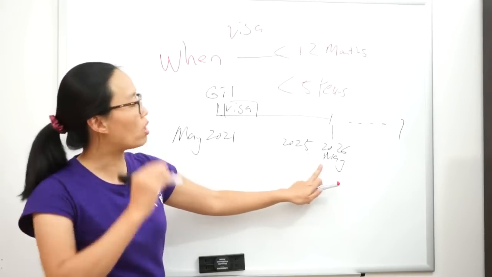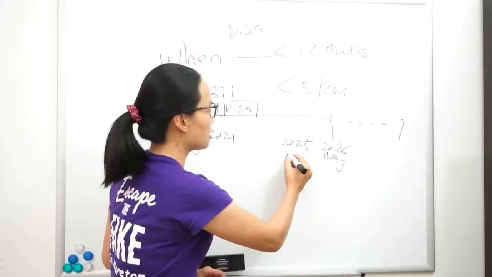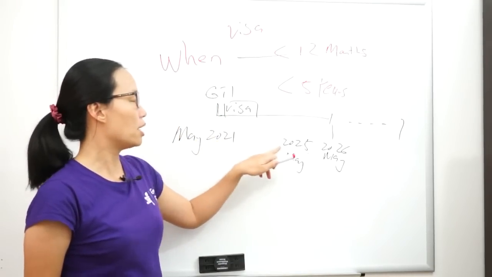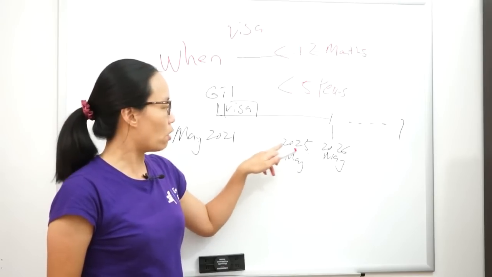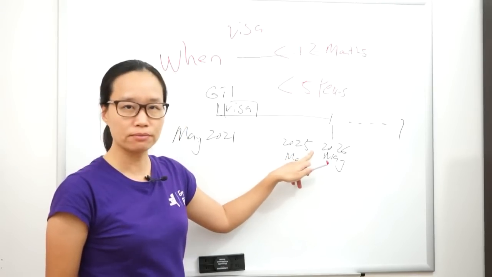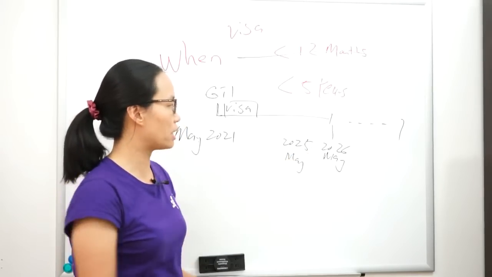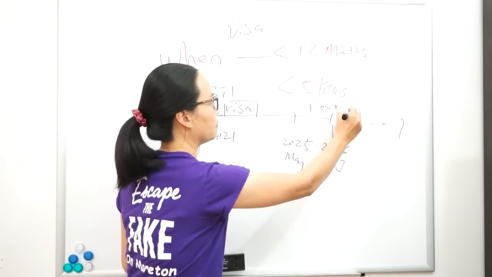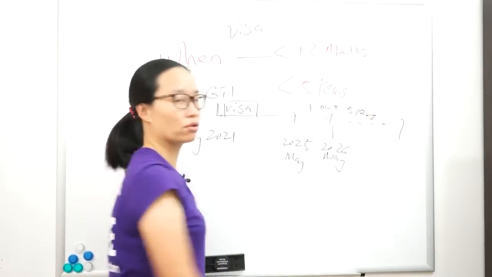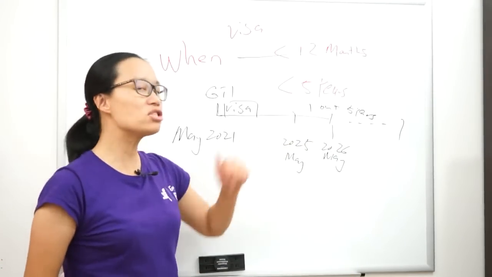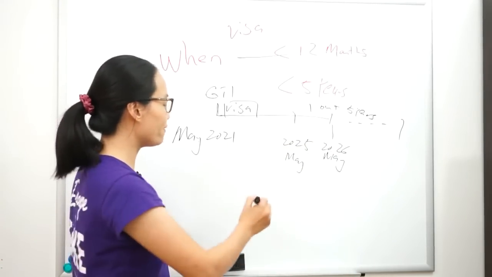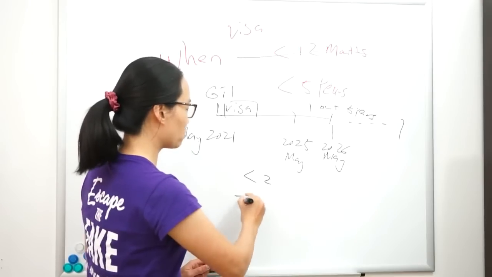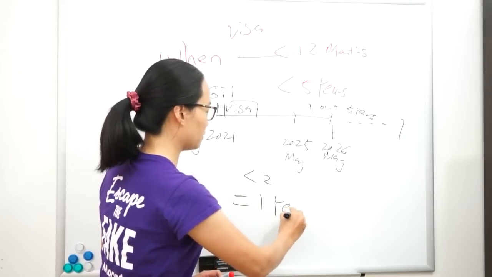At the time, my expiry date was May 2021. What can I do? All right, simple. Let's say you did not enter Australia between 2021 until 2025. So in May 2025, you enter Australia, and therefore you only stay in Australia 1 out of 5 years, right? If you stay less than 2 out of 5 years, you'll be granted 1 year.